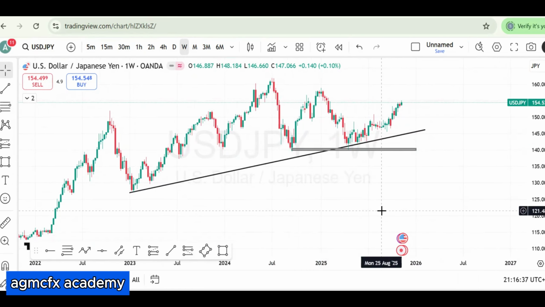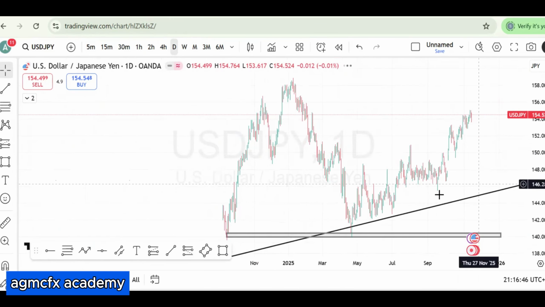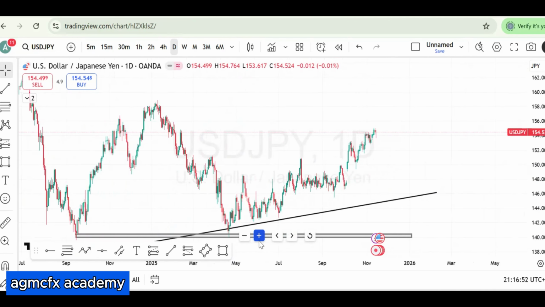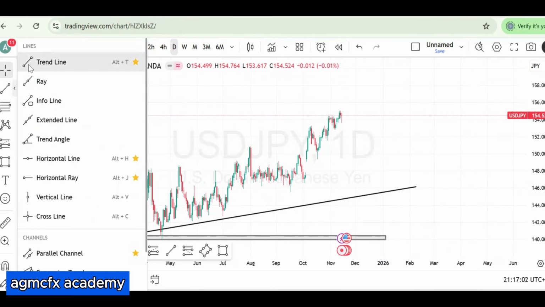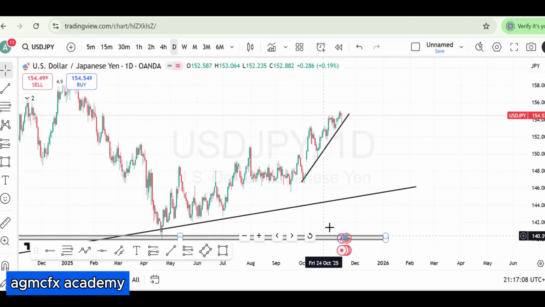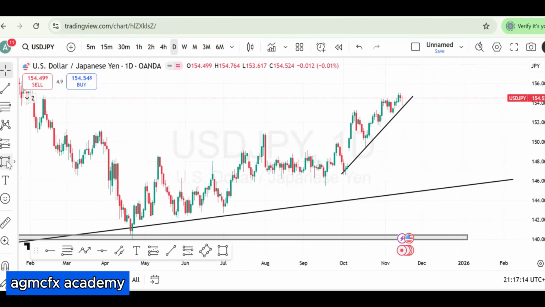Now let's go to the daily. At the daily, what do we still have? We still have the maintaining of an uptrend. The market is still maintaining an uptrend on the daily, and you can see an opportunity. The market is still going up. So as long as this market is still maintaining this uptrend momentum, we are still hoping for more buys. This is the area of our interest for buying.